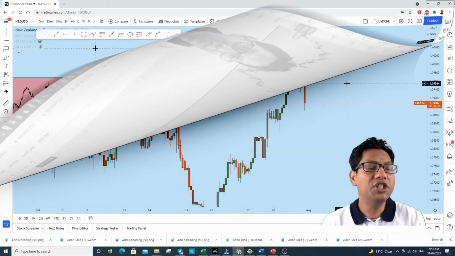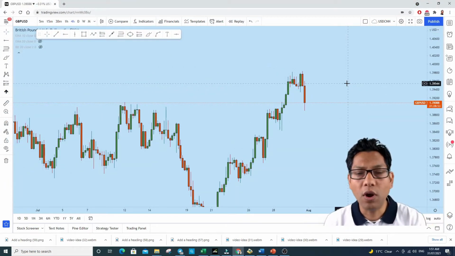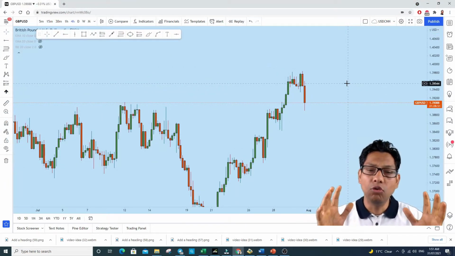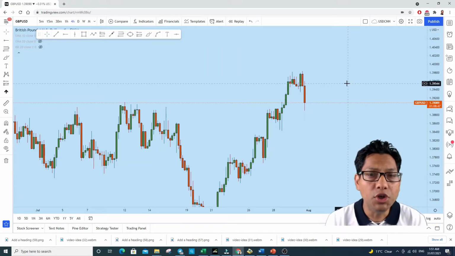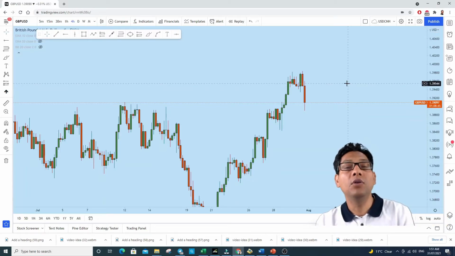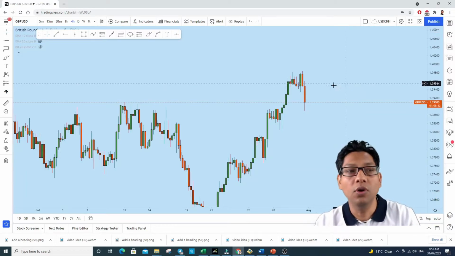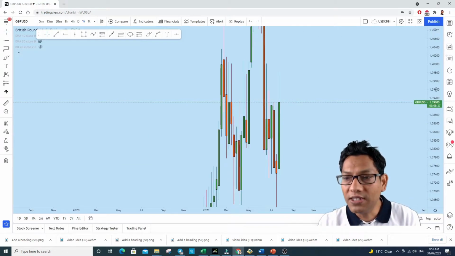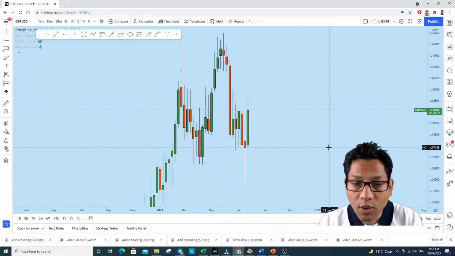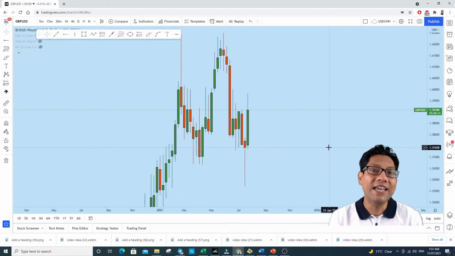Okay, so this is British pound US dollar on the 4-hour time frame. So for example, you want to trade based on the 4-hour time frame. So the first thing you will do is go higher 2 time frames. So go to the weekly time frame first. Okay, and on the weekly time frame, try to understand which way the market is moving.